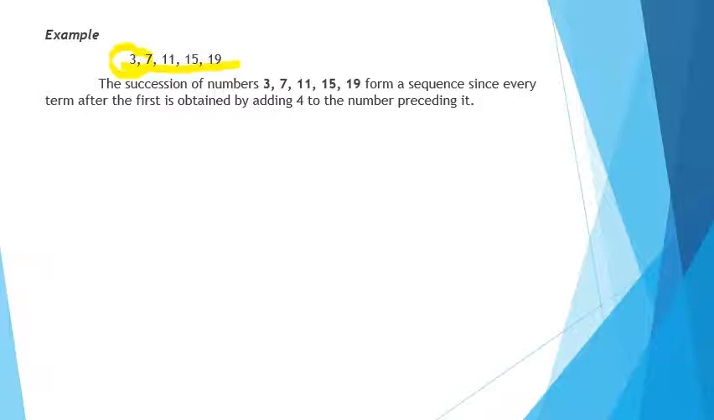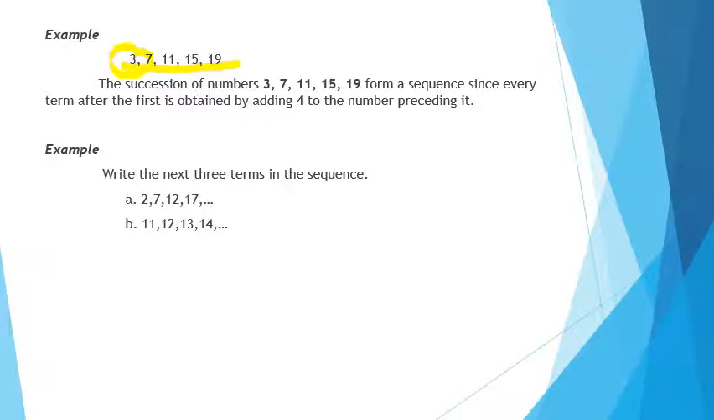So, paano nabuo ang sequence na ito? So, this sequence or the succession of numbers 3, 7, 11, 15, 19 form a sequence since every term after the first is obtained by adding 4 to the number preceding it. Try natin. 3 plus 4, 7. 7 plus 4, 11. 11 plus 4, 15. 15 plus 4, we have 19.